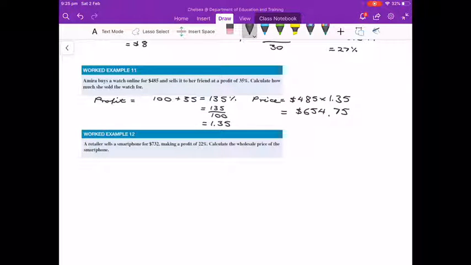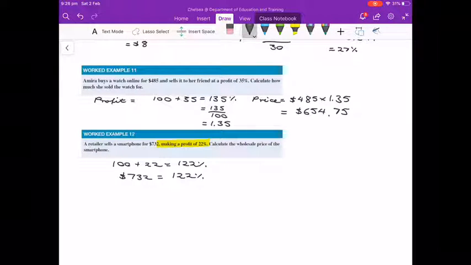Last question. A retailer sells a smartphone for $732, making a profit of 22%. So the profit's already been made here. Calculate the wholesale or original price of the smartphone. So the smartphone sold for $732 and it was a profit of 22%. So that's how much percentage 732 was out of the 122%.